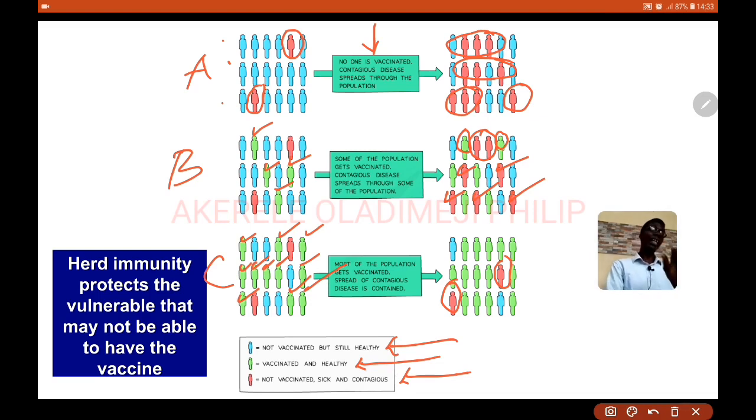So for example, there are some people that cannot get vaccines. Probably they're a bit allergic to some things, or they have a poor immune system, or they have issues with their body, so they can't get the vaccine. But once people around them have been vaccinated, they also will be protected because the chances of getting that disease have reduced. That is herd immunity. Don't forget that, it's very important. Herd immunity is an indirect protection that people who could not get the vaccine get when people around them have been vaccinated. All right, that's more like it.